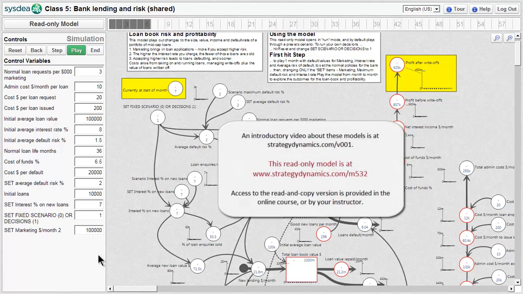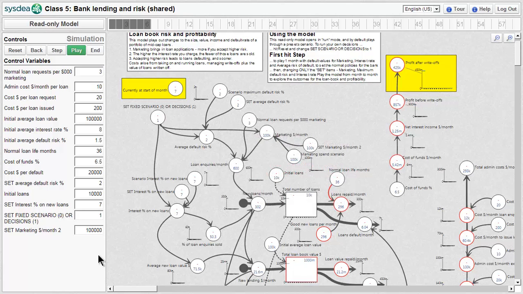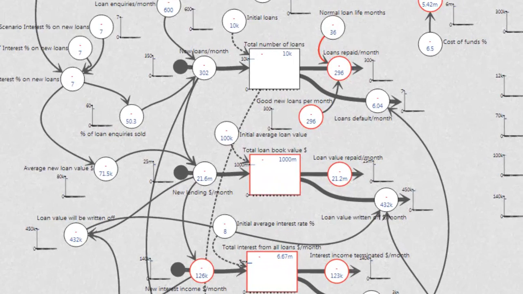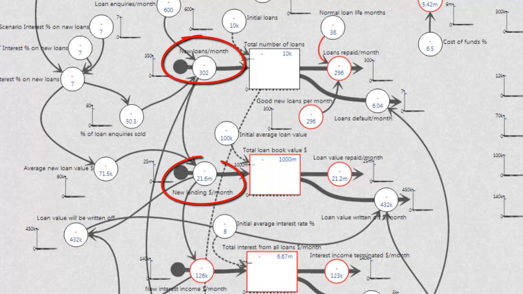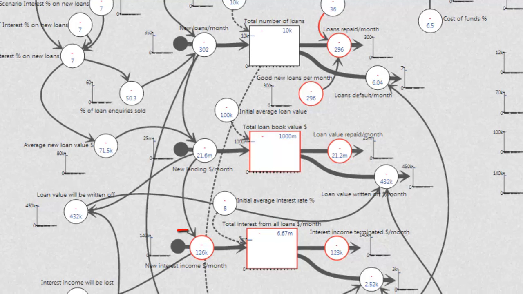This is a complex and sophisticated model dealing with attributes of the loans that a bank sells to borrowers. Loans last for 36 months and each carries 3 attributes. First of all, each loan carries a value, which is initially $100,000. The second attribute is the interest rate that the loan carries, which determines the monthly repayments that the bank receives.